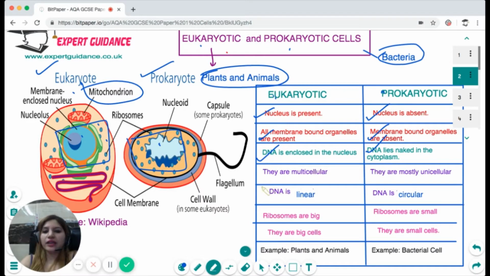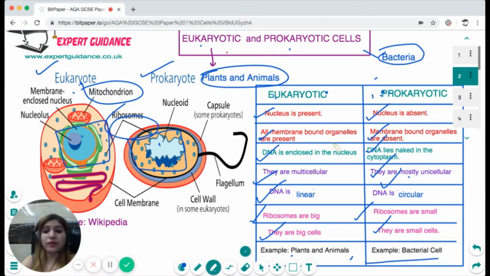The eukaryotic cells are mostly multicellular, but the prokaryotic cells are mostly unicellular. The eukaryotic cell DNA is linear, but prokaryotic cell DNA is circular. Both eukaryotic and prokaryotic cells have ribosomes, but in a eukaryotic cell, the ribosomes are big. In a prokaryotic cell, they are small. Eukaryotic cells are multicellular big cells, whereas prokaryotic cells are small unicellular cells. Examples are a plant cell and an animal cell for a eukaryote, and for a prokaryote, a bacterial cell.